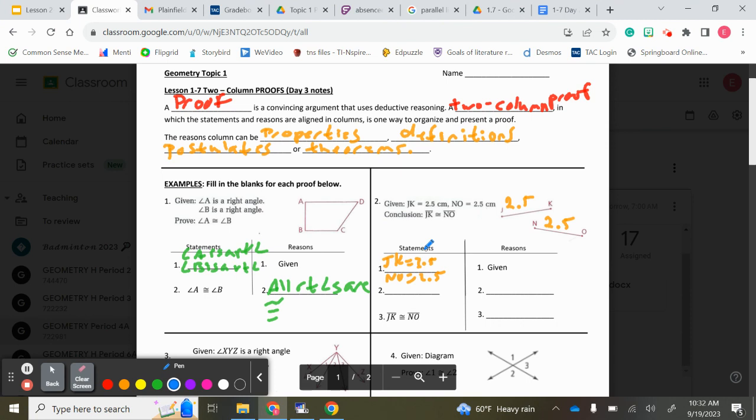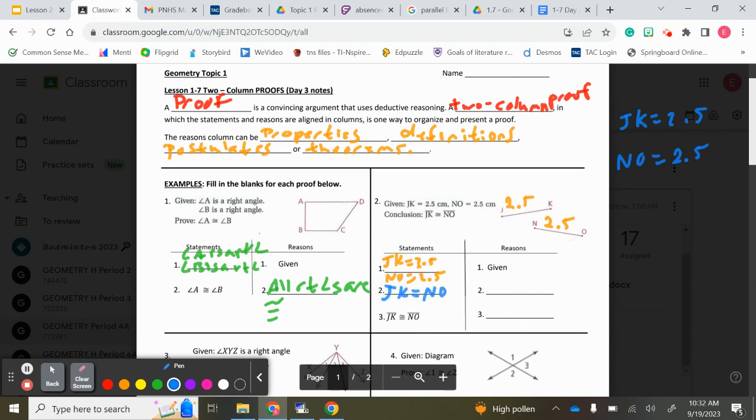Let's think of it this way. If JK equals 2.5 and NO equals 2.5, then what do we know about JK and NO? They're congruent. They're equal to each other, right? So that's the next step. We're going to have to say JK is equal to NO.